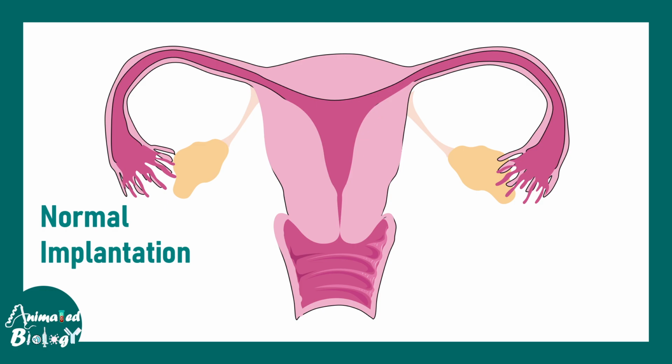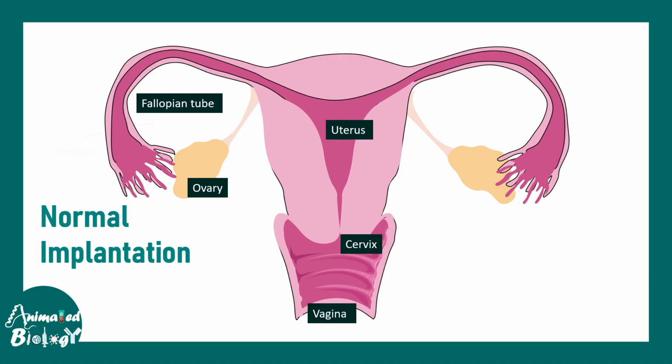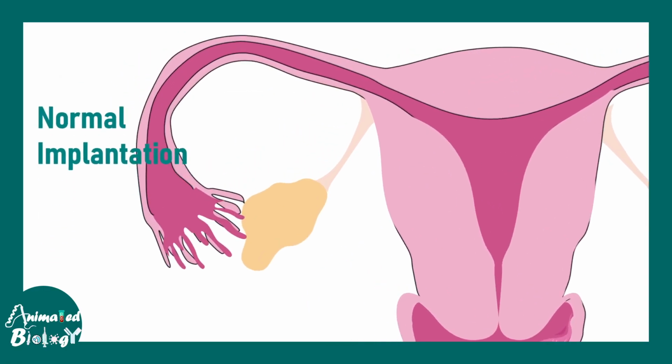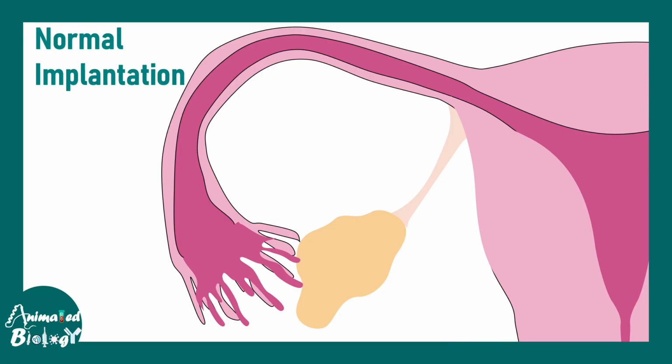Let's talk about the normal implantation process in order to understand how things go wrong. Here we are looking at the uterus. Here is the ovary, here is the uterus, here is the cervix, here is the vagina. Here is the fallopian tube and the three locations of the fallopian tube: the fimbria, the finger-like projections, the ampulla, and the isthmus. So let's look at the process of implantation.